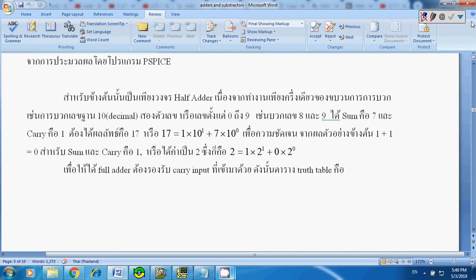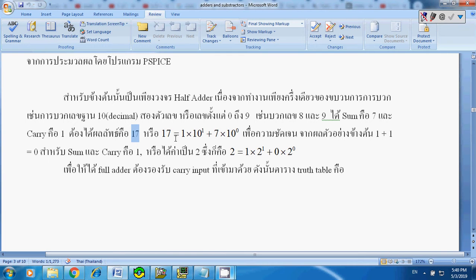For example, if you consider the decimal or the base 10 numbers, you know that the decimal numbers start from 0 to 9. Okay, you don't have 10. That's what you call decimal or base 10. For example, if you add 8 and 9 together, you will get the total number to be 17.